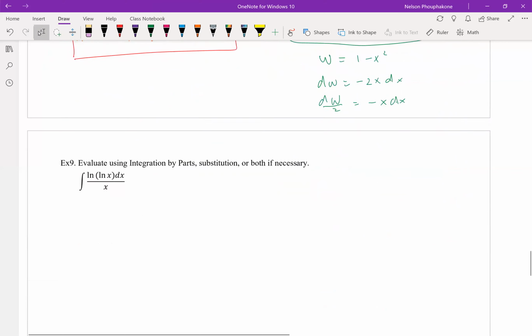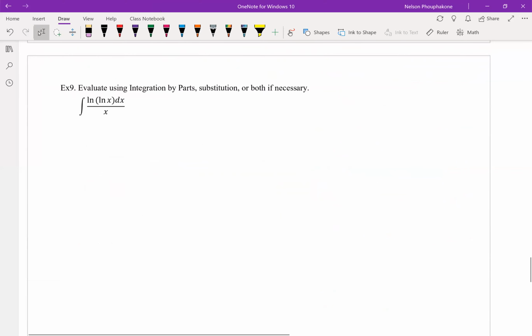So let us look at the last two problems. Now to this one right here, we would like to use integration by parts and substitution both to work out the problems. You will see that this is my inner function. So why don't we let u equal to natural log of x, and then we will have du is 1 over x dx, or dx over x.